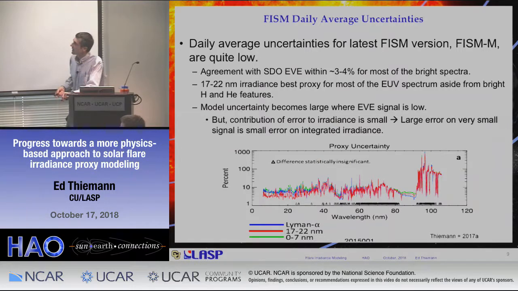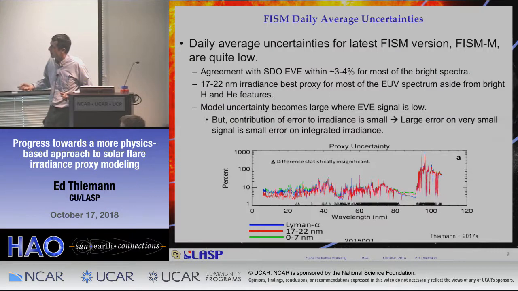The FISM daily average uncertainties are actually, I think, really good. It can reproduce the SDO-EVE daily average irradiance to within 3 or 4%. This figure shows the model uncertainties driven by the 3 different bands measured by MAVEN: a Lyman alpha band, a band from 17 to 22 nanometers, and a band from 0 to 7 nanometers. Obviously you'd want to pick the model that has the lowest uncertainty. So for most wavelengths, the 17 to 22 nanometer band is the ideal model.